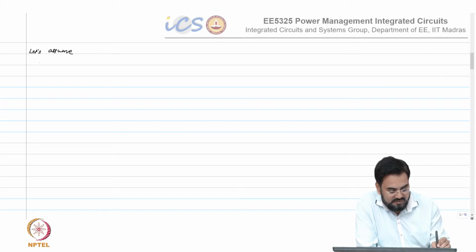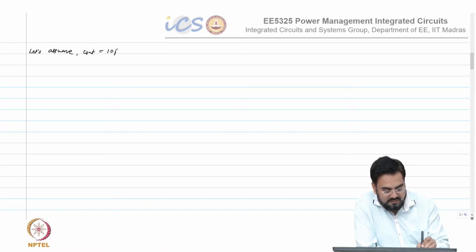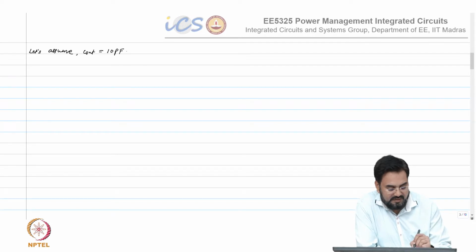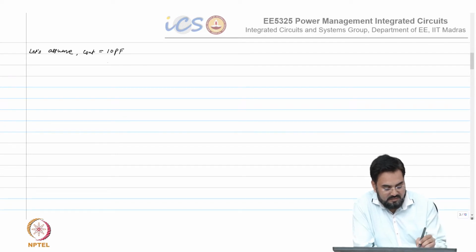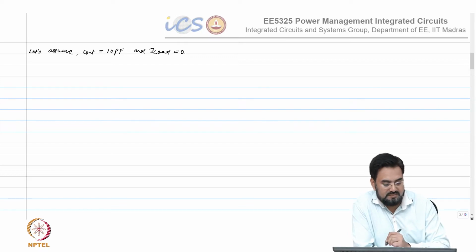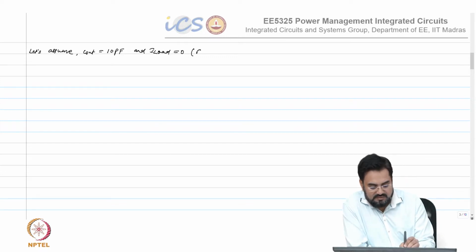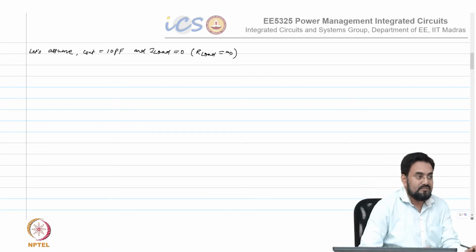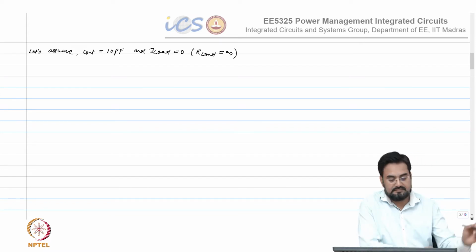Let's assume your C out equal to 10 picofarad and I load equal to 0. When I say I load equal to 0, this means R load equal to infinite.